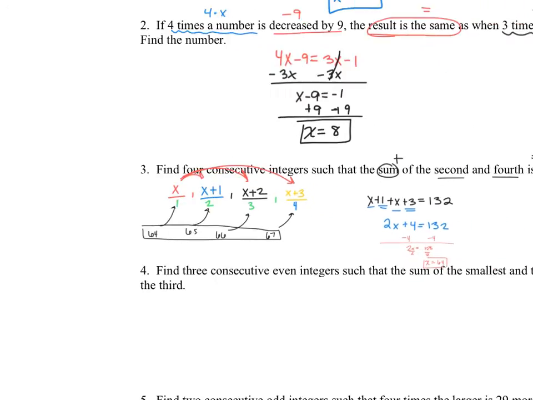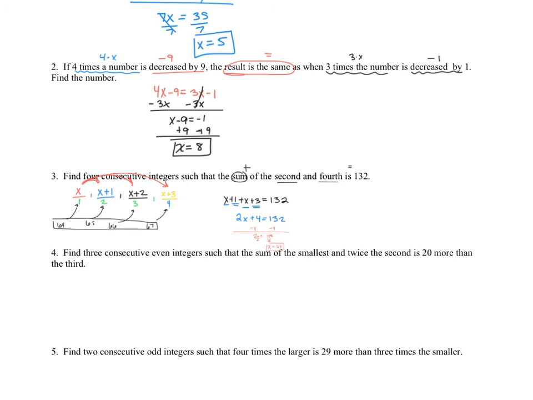Let's go on to our next example. Number 4 says, find 3 consecutive even integers such that the sum of the smallest and twice the second is 20 more than the third.